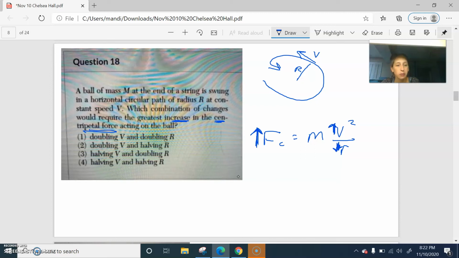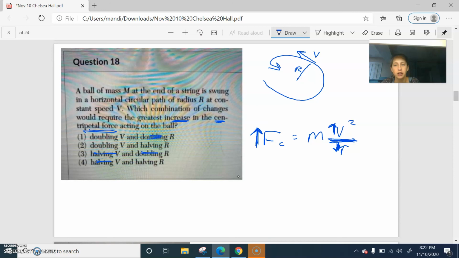You can try this with real numbers if you don't believe me. But since this radius is on the bottom of this fraction, decreasing it is how you increase that side. If you want more pizza per person, you decrease the number of slices that you slice it into. That's how that works. Okay, so we need to increase velocity and decrease the radius.